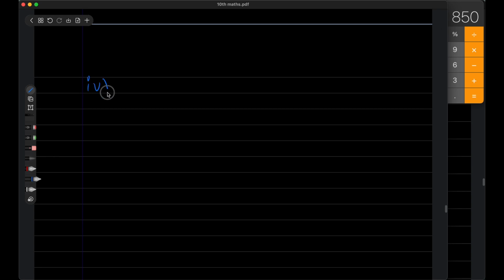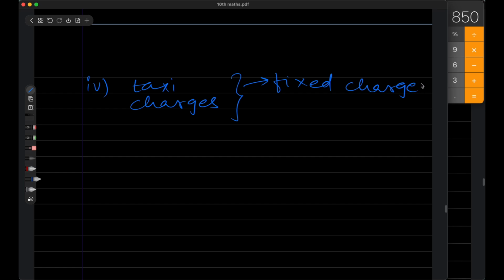Part 4. Taxi charges in a city consist of a fixed charge together with the charge of distance covered. So the question is, taxi charges is one fixed charge, that is the fixed amount that they have to pay, plus the cost per kilometer, that is the charge for the distance covered. So there are two charges, one is the fixed charge and one is the cost per kilometer.